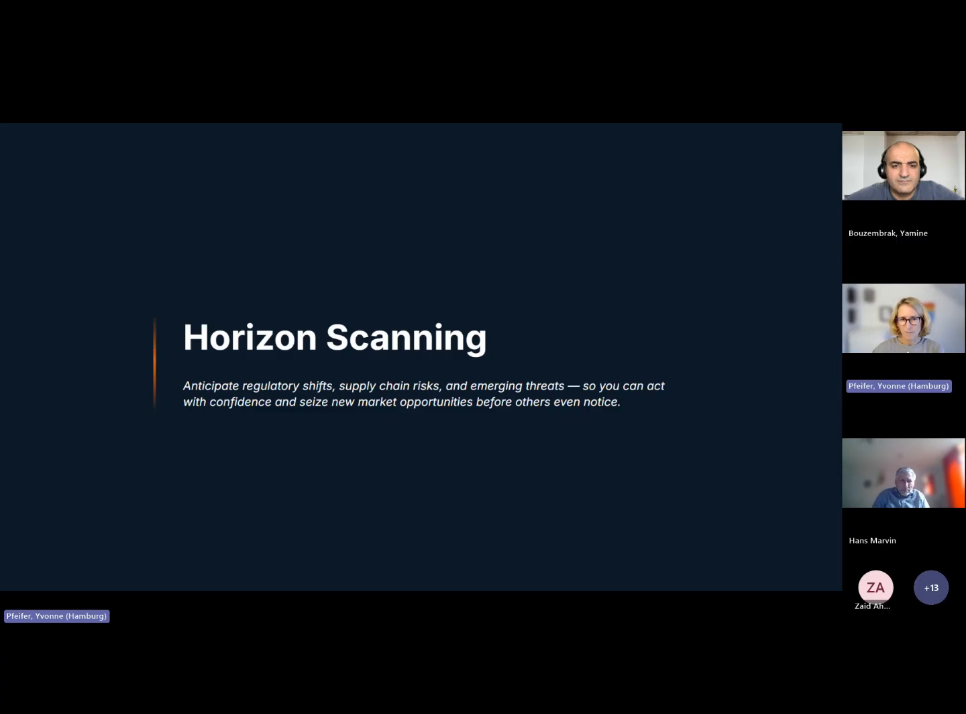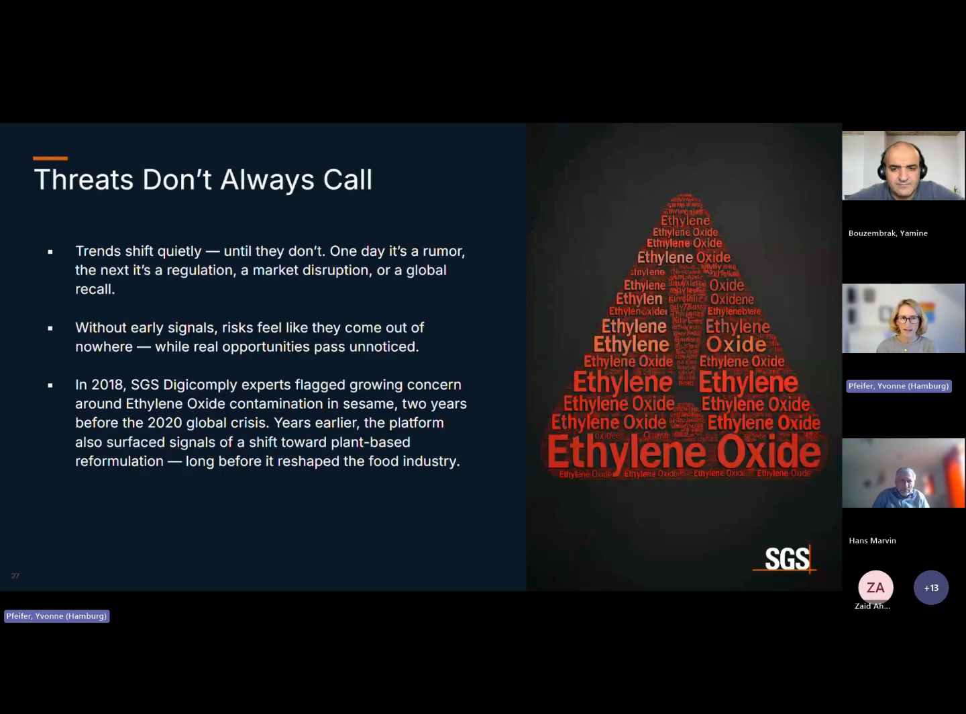The second one is how we are doing the horizon scanning in SGS DigiComply. Trends shift quietly until they don't. One day it's a rumor, the next day there's a regulation, and then you have a global recall. And sometimes this can happen quite fast. I would like to showcase just the ethylene oxide example. I think maybe you remember this topic. We had lots of recalls in the last years.